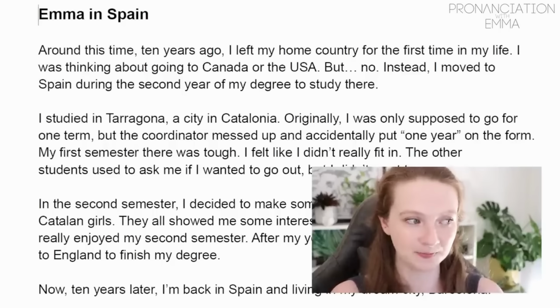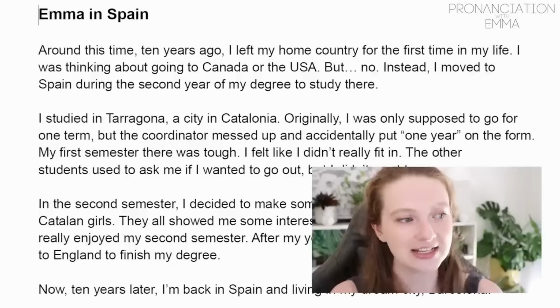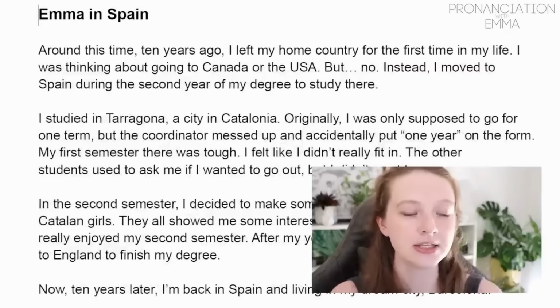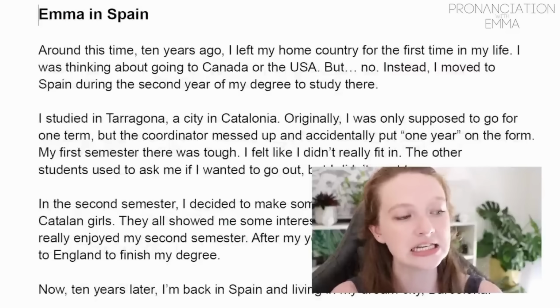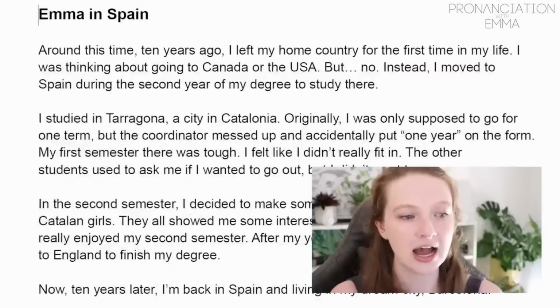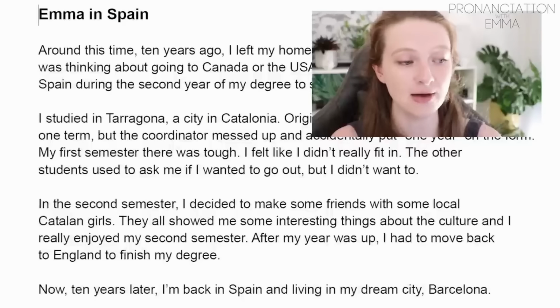Emma in Spain. Around this time, 10 years ago, I left my home country for the first time in my life. I was thinking about going to Canada or the USA. But no. Instead, I moved to Spain during the second year of my degree to study there. I studied in Tarragona, a city in Catalonia. Originally, I was only supposed to go for 1 term, but the coordinator messed up and accidentally put 1 year on the form. My first semester there was tough.